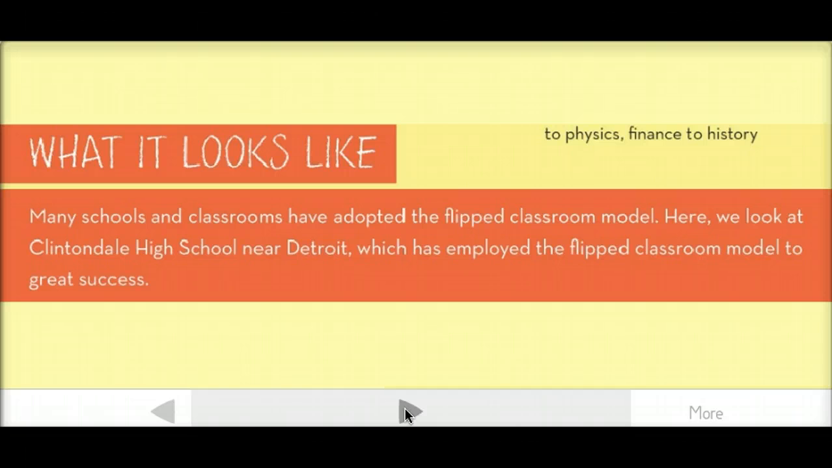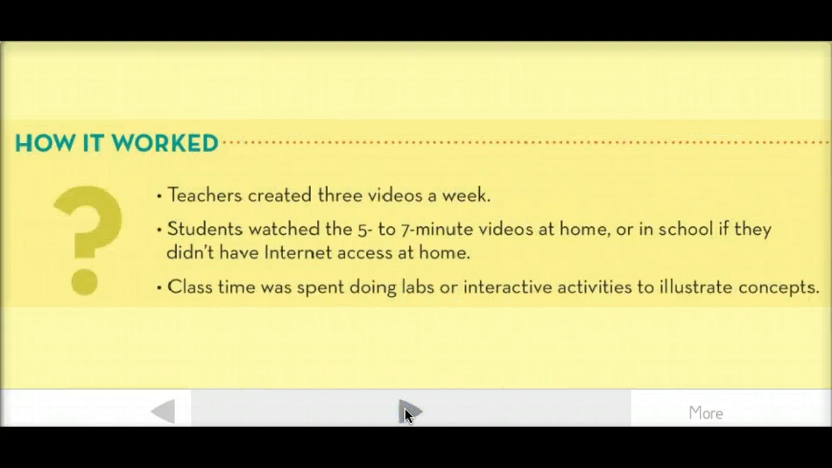So what it looks like. Many schools and classrooms have adopted the flipped classroom model. Here we look at Clintondale High School near Detroit, which has employed the flipped classroom model to great success. How it worked. Teachers created 3 videos a week. Students watched the 5 to 7 minute videos at home or in school if they didn't have internet access at home. Class time was spent doing labs or interactive activities to illustrate concepts.